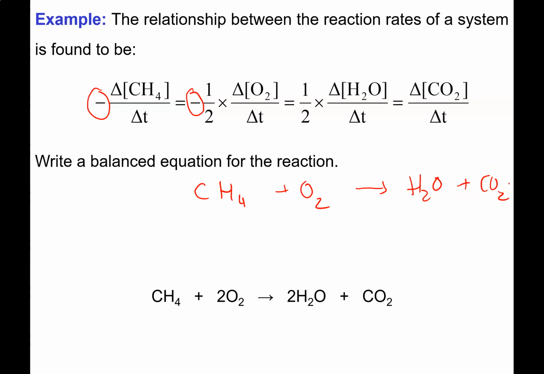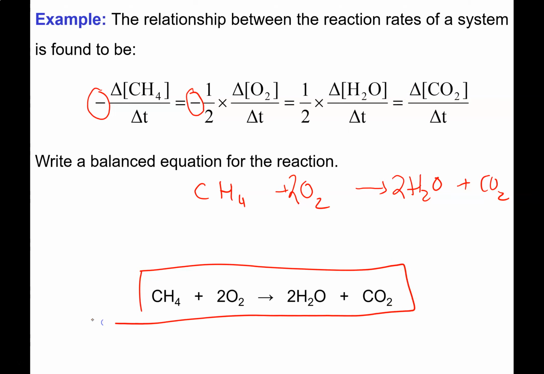Okay, so now we want to figure out the coefficients. This is just 1, so 1 on 1, and they haven't written that in, so that's just 1. But for O2 it's 1 on 2, which tells me that there are 2 of these guys. For water it's 1 on 2, that tells me that there are 2 waters. And for carbon dioxide, there's no coefficient at the front there. That tells me that there's just 1 of those. And if I look at that, it's balanced. And so there I am.